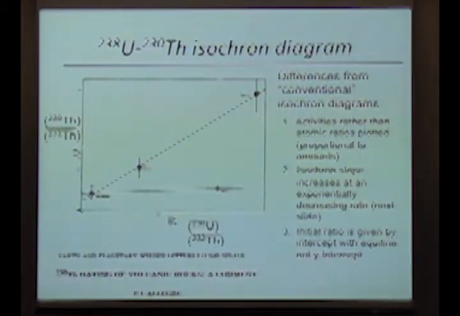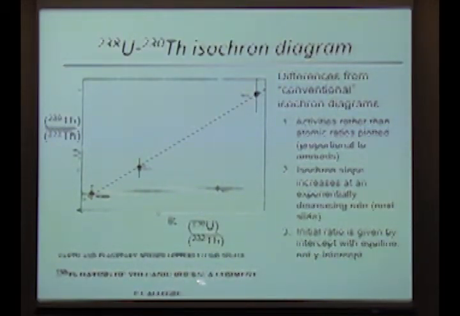And so what that means is that the isochron slope changes rapidly at the beginning and more slowly at the end. So it increases at an exponentially decreasing rate as you approach secular equilibrium. I'll show that in an animation next. And the initial ratio, rather than given by the y-intercept, is given by the intercept with the equiline, which I'll show you on the next diagram.